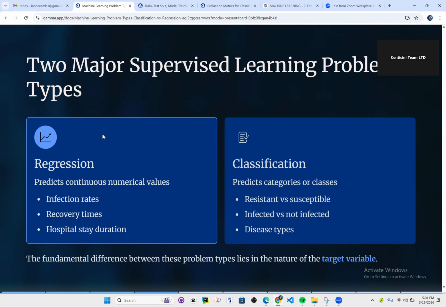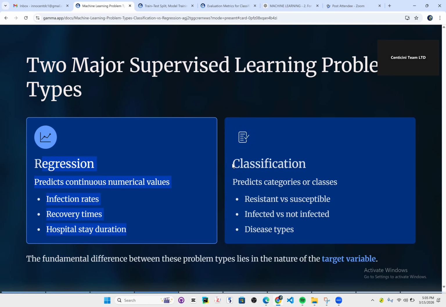There are two types of supervised learning problem type. The first one we have is regression, where we predict continuous numerical variables. It could be something like infection rate, recovery time, or hospital stay duration. One of the things you need to understand is that all of these are numerical, continuous values.